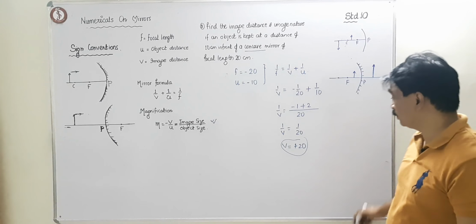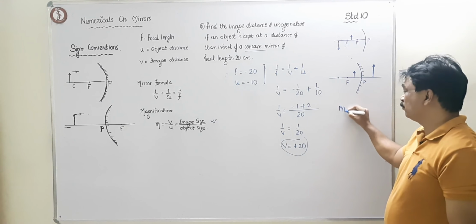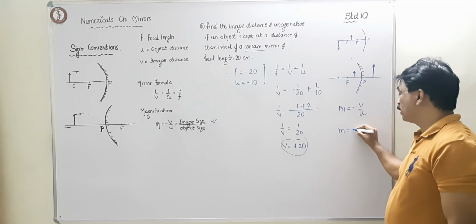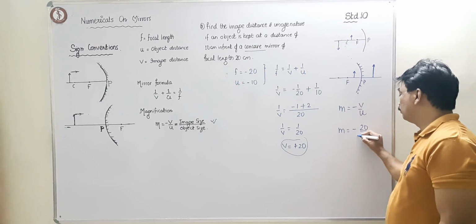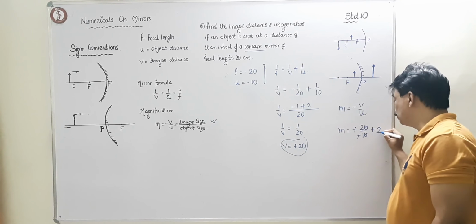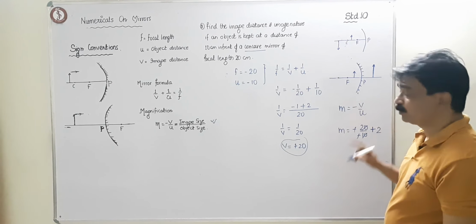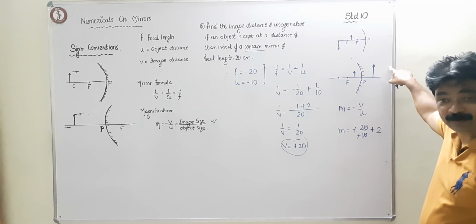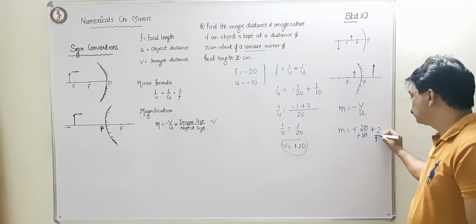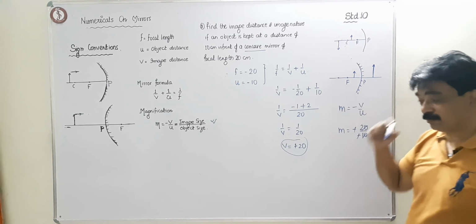That's very, very important. Now magnification. Magnification is negative V by U. Now M is equal to minus plus 20 by minus 10. So minus minus cancel. Now see, it is plus 2. Plus 2 means the image is virtual and erect. And 2 by 1, now 2 by 1 means what? The image is magnified. Very good.